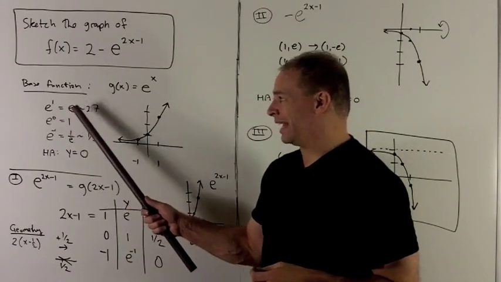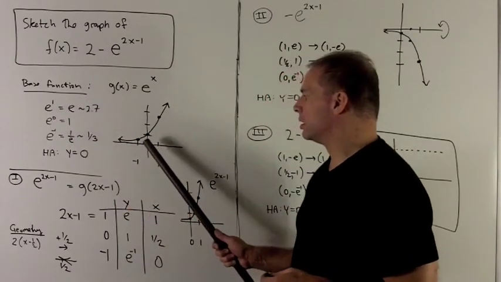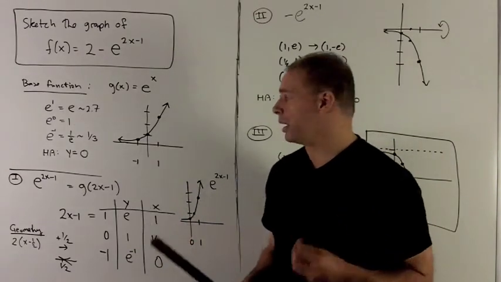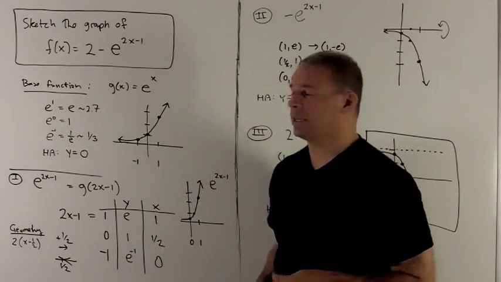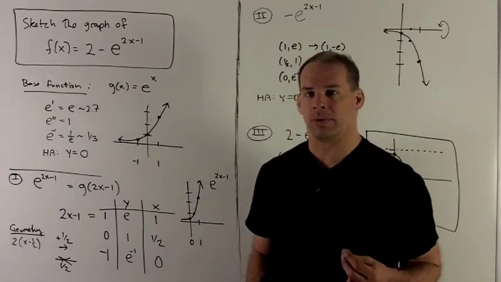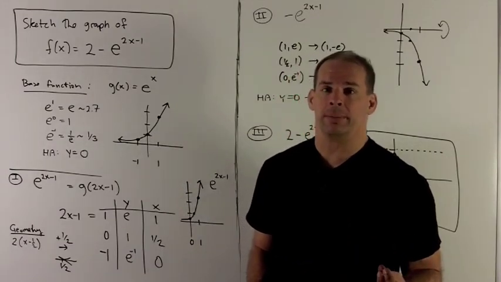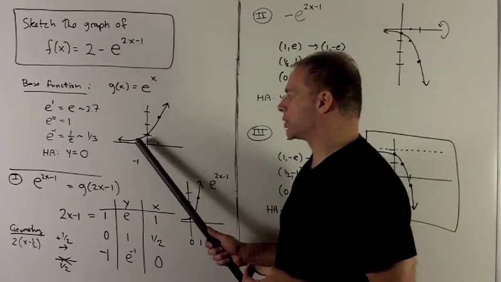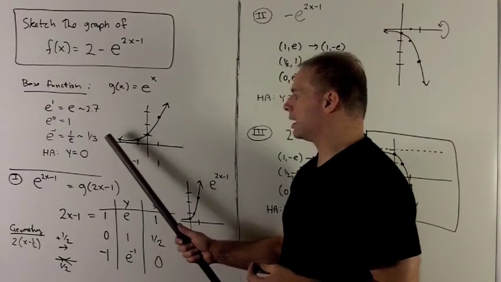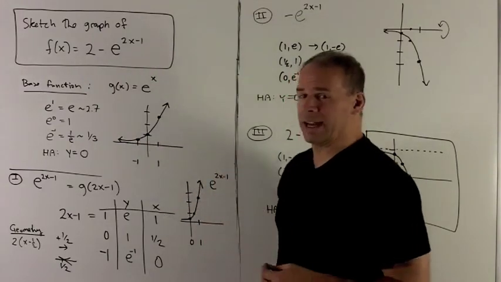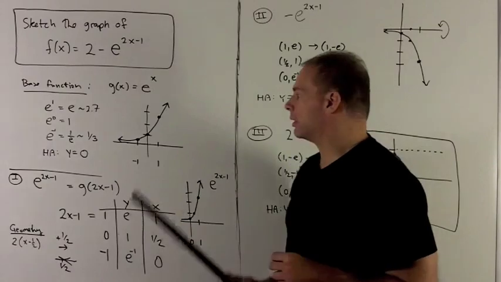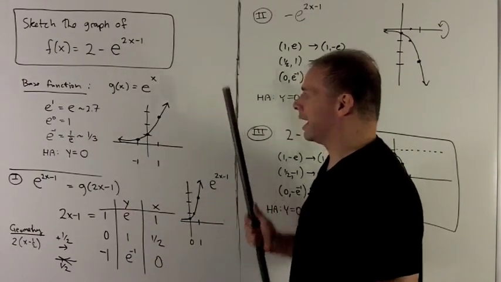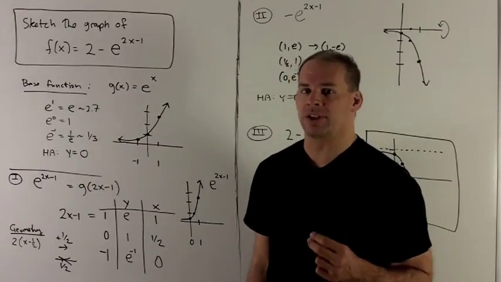e to the 1 is e, which is roughly 2.7. So we go over 1, up 2.7. e to the 0 is 1, so that's going to be the y-intercept. And then e to the minus 1 is 1 over e. If you call e 3, which is a rough guess, then this is roughly a third. So that's going to be minus 1, up a third. Connect the dots, and as we let x go out to infinity, the values here go off to infinity also. So this is our graph of e to the x. We're going to build everything else off of this.